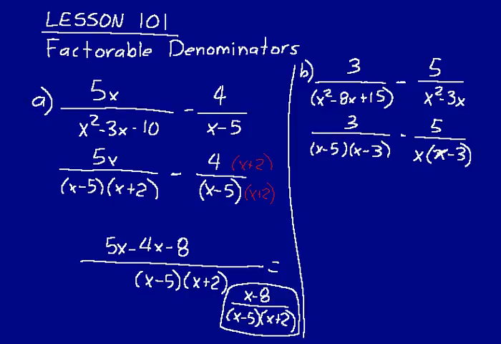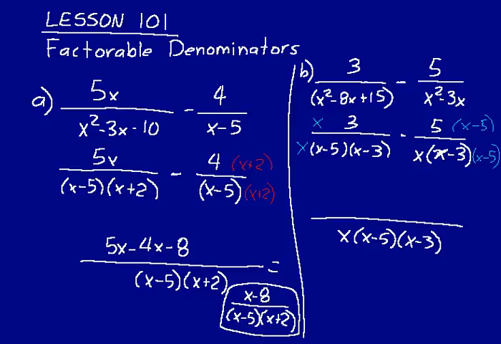Now look, we can see there that we have two factors in common. X minus 3 is in both of those. But we need to get a common denominator, and so that means on the left side we need to multiply by x over x, and then on the right side by x minus 5 over x minus 5. Now we have common denominators. So let's go ahead and write out our denominator, x times x minus 5 times x minus 3.